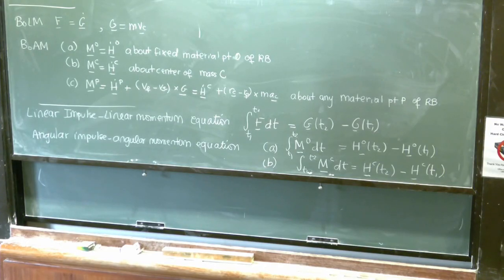The equations are pretty simple to derive, right? They are just the integrals of the balance laws with respect to time. Any questions? Questions?